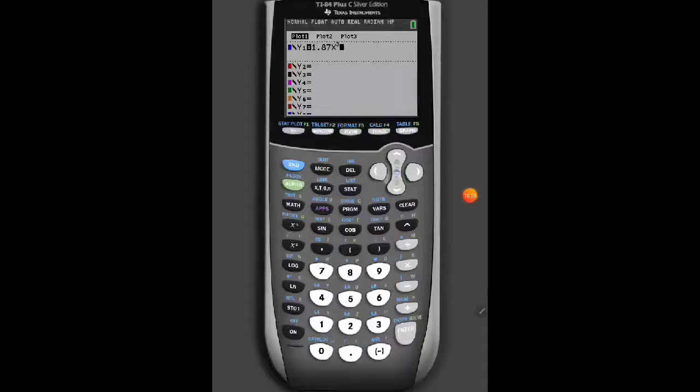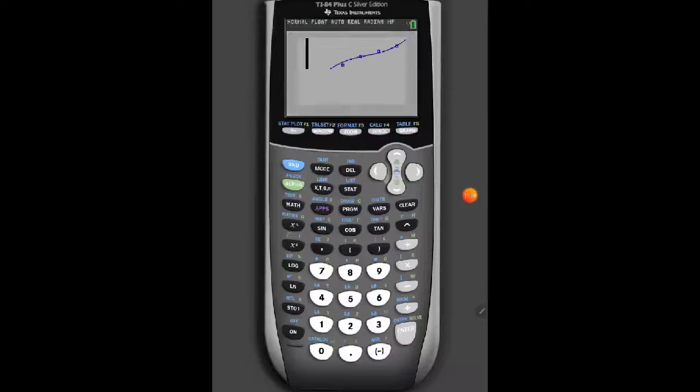Okay. 1.87x to the cube minus 18.53x squared plus 70.07x plus 26.8. Then we hit graph, and here's our line. Look at that, that's actually fitting through quite nicely. Then we can hit trace, and then I should be able to press 6.